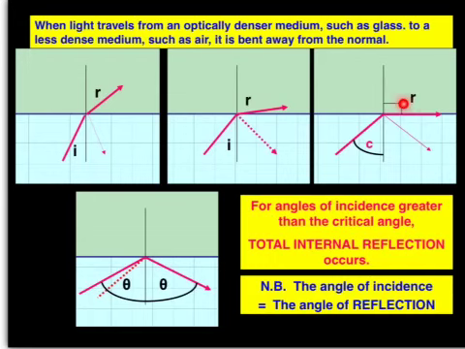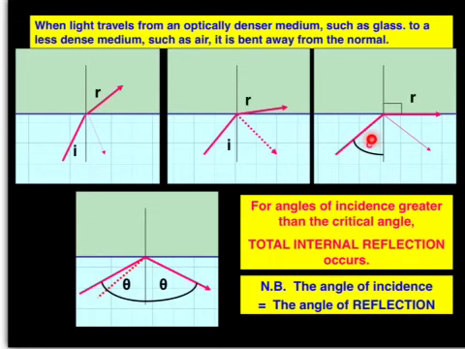That means the ray of light is traveling parallel to the glass face. When that happens, then this angle of incidence has a special name. It's called the critical angle. So critical angle is a special case of angle of incidence.